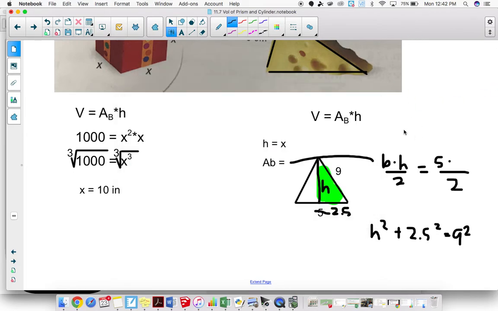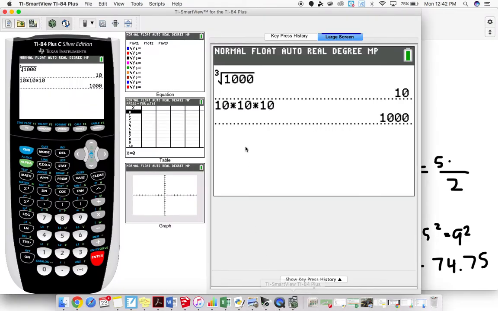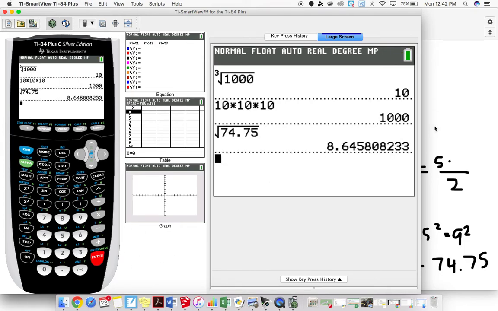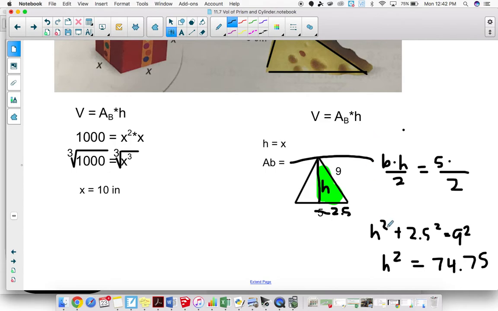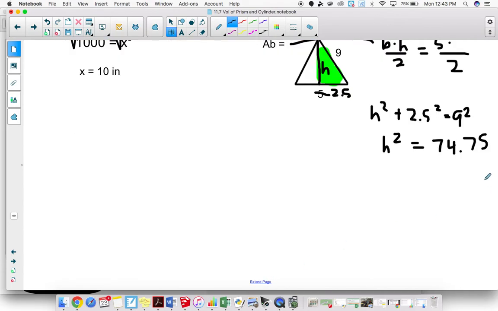And so that should give us 74.75. So I did this part mentally. I squared this and subtracted it from 81. And that was 74.75. And then we're just going to square root that. So square root of 74.75. And that's 8.65. So the height is 8.65.